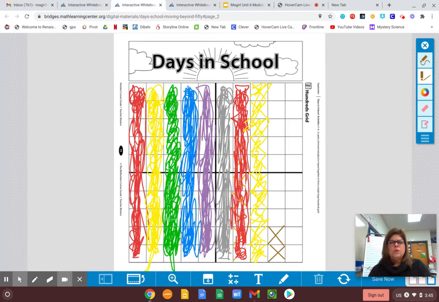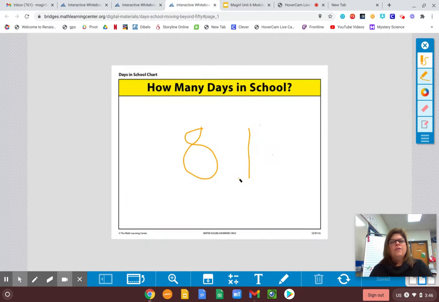82 school days. Remember that, because when we go to the next page, I have to change my 81 to 82. I'm going to erase my 1. I still have my 8 tens, but now I need to make the 2 more, or the 2 ones. 8 tens and 2 more is the number 82.